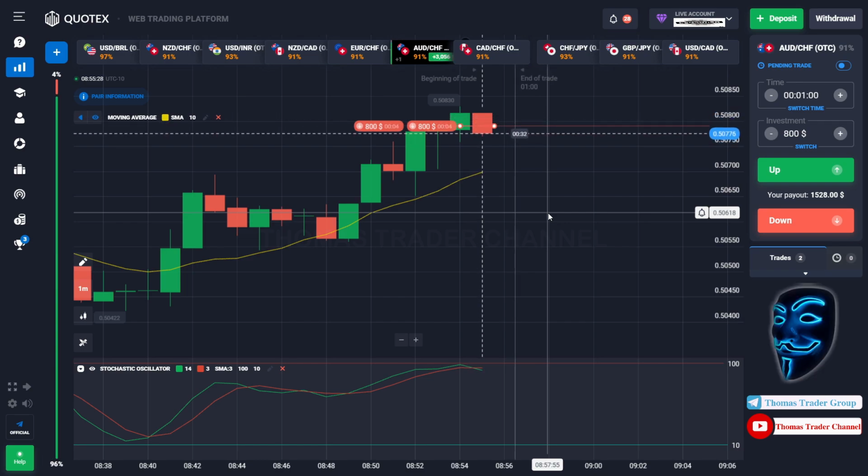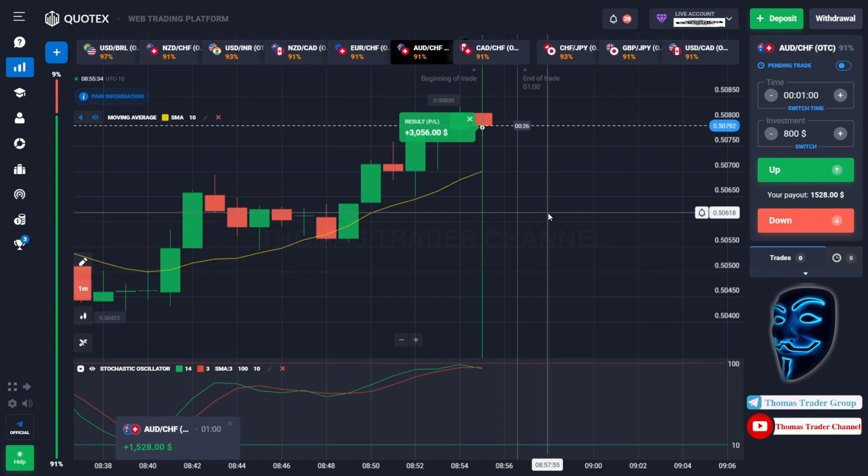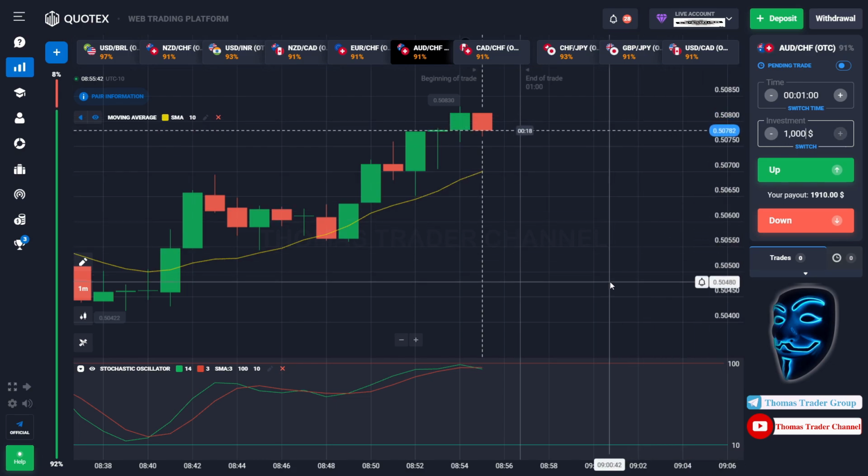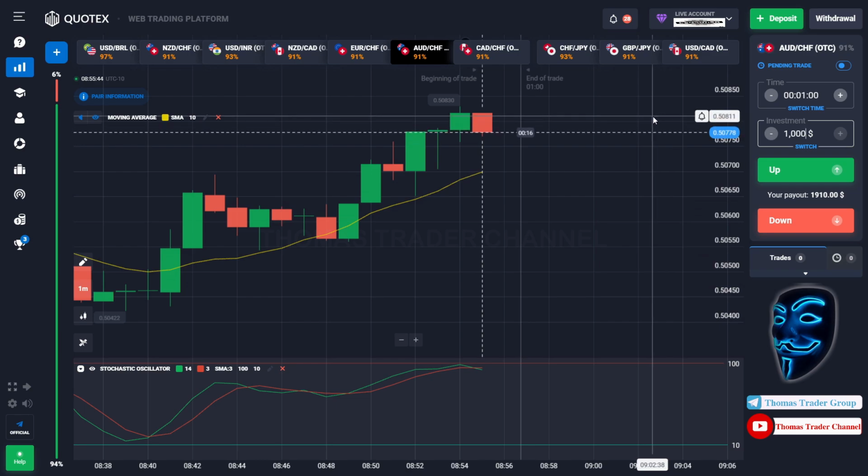We made a right prediction over here. We made a profit of $3,000. Let's divide it into 3. We will open 3 positions of $1,000 in the next open position. And over here we still can open sell for 1 minute.